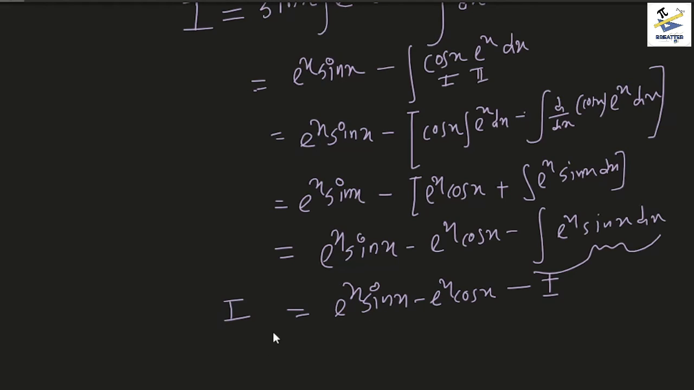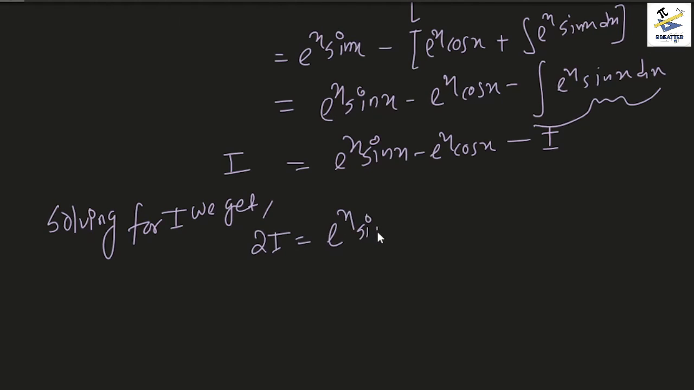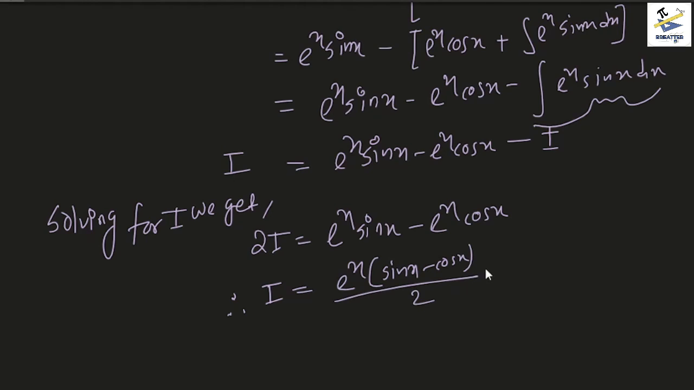So solving for I, what we get is 2I equals e to the power x sin x minus e to the power x cos x. Therefore I is equal to e to the power x, whole into sin x minus cos x, by 2, and obviously there is a plus c, which is the answer.